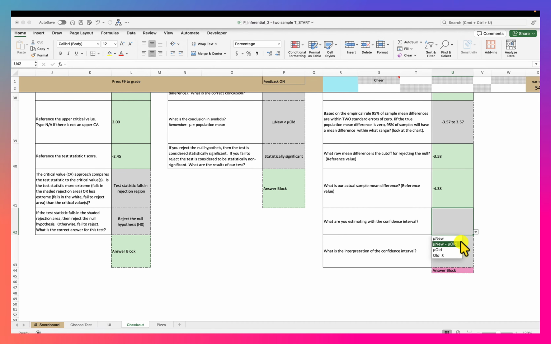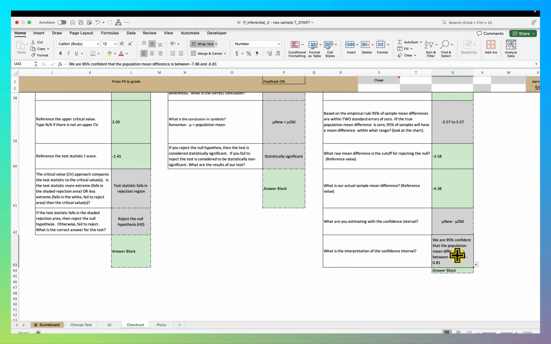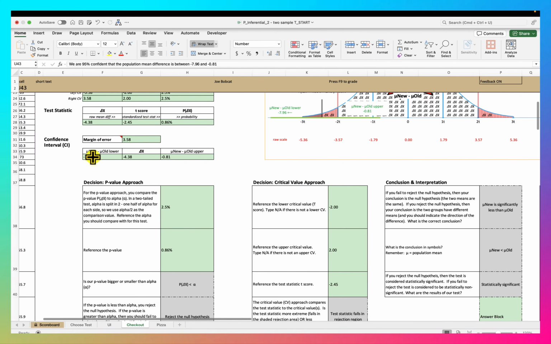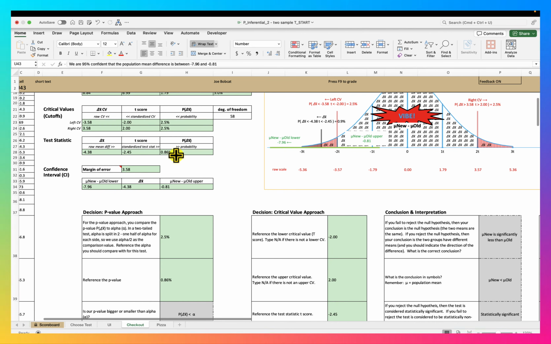And we're estimating mu new minus mu old. And we're 95% confident that the population mean difference is between negative 7.96 and 0.81. How do we get that? Negative 7.96, negative 0.81. And that takes care of this one.